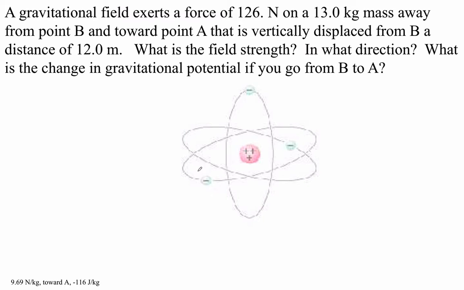All right, so a gravitational field exerts a force of 126 newtons on a 13 kilogram mass away from point B toward point A. Well, gravity, I think, is pretty simple, right? If it's away from B and toward A, doesn't A have to be below B? I'm trying to be all complicated about it, but it's away from B and toward A, so B is above A, right? We're so used to gravity fields, not electric fields.